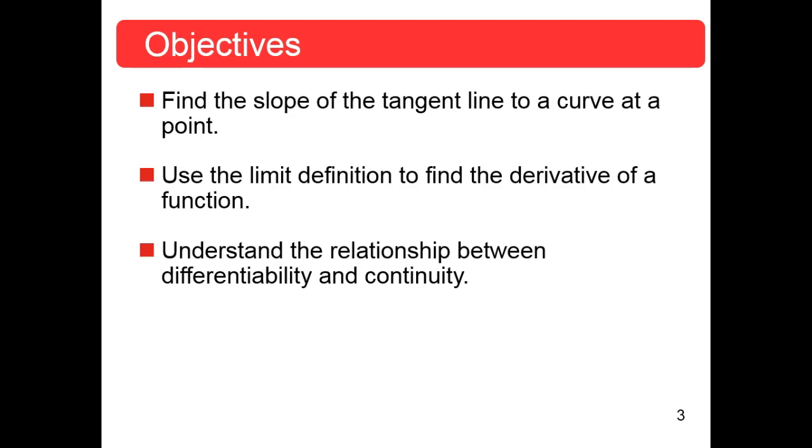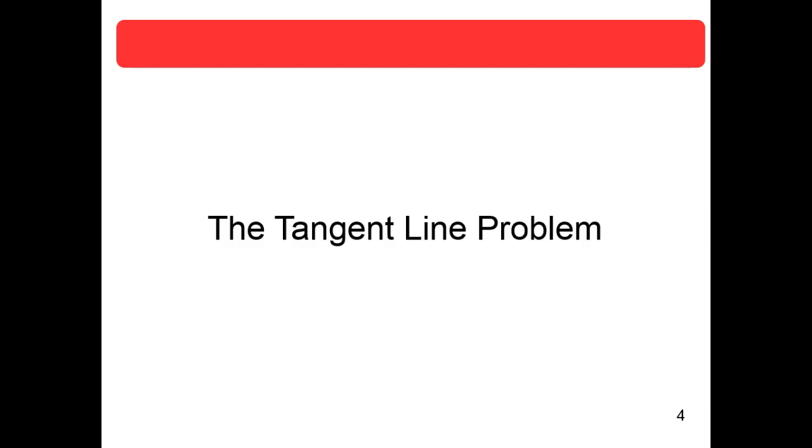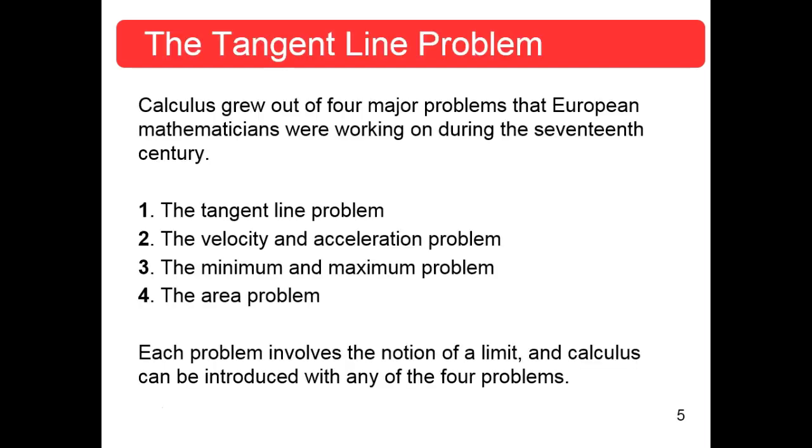And they say you'll understand the relationship between differentiability and continuity. They're similar, they're related, but they're not quite the same thing. Okay? A function can be continuous and not be differentiable. If a function's differentiable, it's got to be continuous. Okay? We'll get there. So let's start with the tangent line problem.